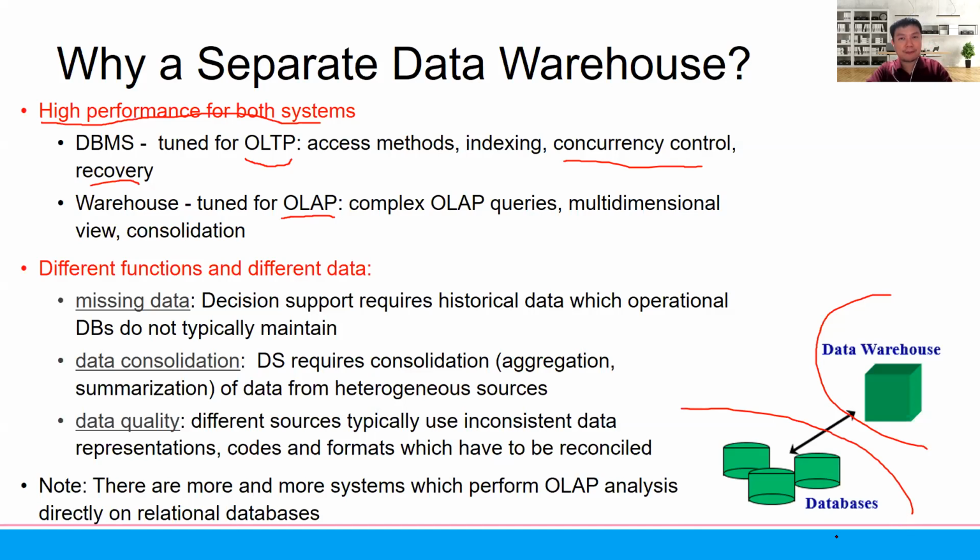Also, the data warehouse has different functions. Different function means different data. Of course, you need to handle the missing data. The missing data is the decision support from the historical data, and usually the operational data they will not maintain. So you need to think about how to replace the missing values. Data consolidation means the aggregation.